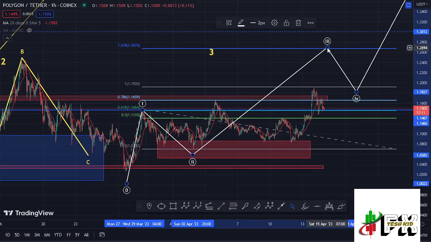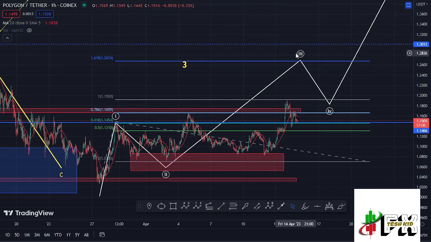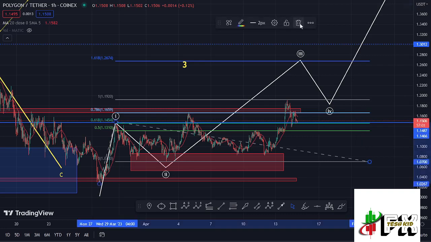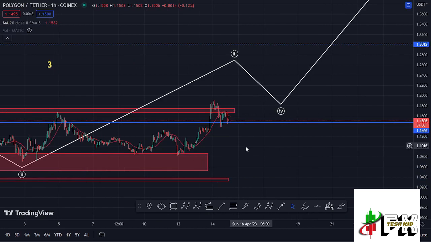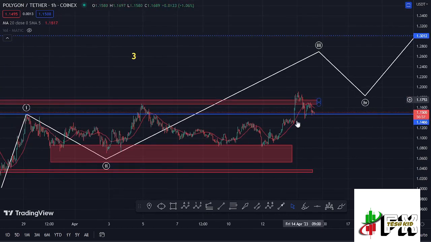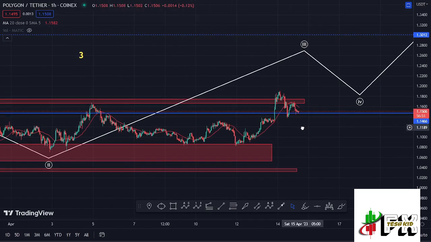And once we fully maximize our target areas in the formation of that wave 3, we can expect a wave 4, then continue gearing up in the formation of that wave 5. And to also confirm the impulsiveness in the formation of that wave 3, as long as we are holding above the wave 1 high at around the $1.1466 mark, there are high chances that Polygon Matic is going to continue gearing up until we fully maximize our minimum target areas.